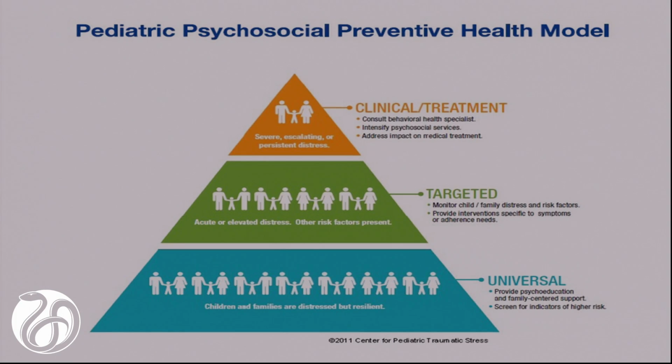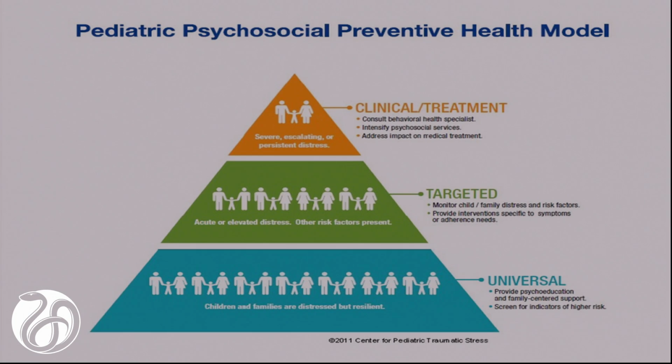So here's the Pediatric Psychosocial Preventative Health Model. This is based on a public health model, and at the base of the model are what we call universal families. These are families, in the context of cancer here, that are distressed but resilient. Targeted is the middle tier of the pyramid, and these are families that have acute or elevated distress and other risk factors. So I think about things in the context of cancer where perhaps a child had ADHD before they were diagnosed. I think about a family that has considered divorce, where there are things going on that we know could complicate things. And then at the tip of the pyramid, the clinical or treatment families, where you have severe, escalating, persistent distress. Those are the easiest families to recognize.